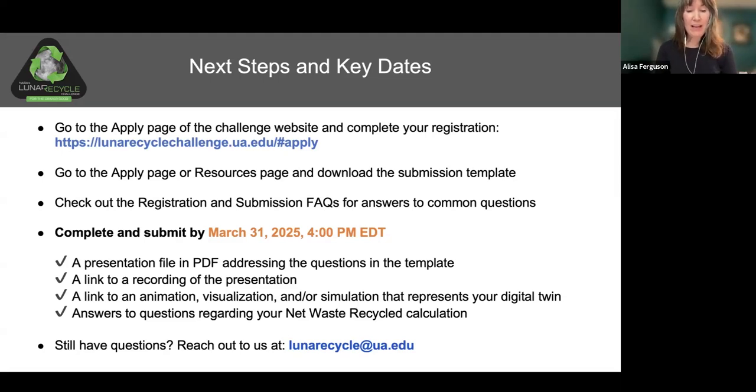As always, if you have any questions about registration, eligibility, the submission, or the challenge rules, you can always reach out to us at lunarecycle@ua.edu. Occasionally, teams have tried to reach us through other websites and email addresses. However, if you use any other email address or website, your question may not be reviewed and answered in a timely manner. So please always use the email address lunarecycle@ua.edu.